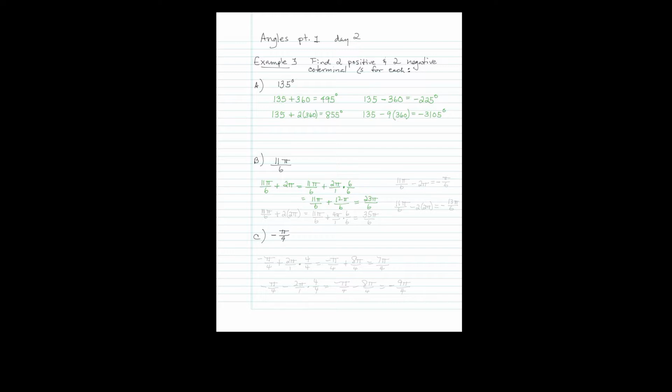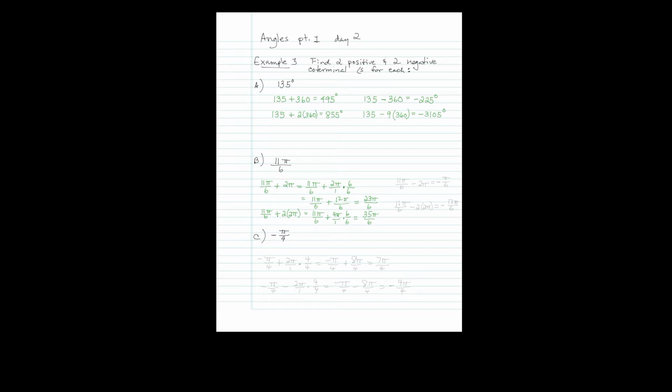And then a second positive angle would be if I went 2 rotations. And remember, with radians, 1 complete rotation is 2 pi. So I'm going to get 11 pi over 6 plus 4 pi. I'm going to write that over 1, and I've got to convert that to sixths. 4 times 6 is 24 pi, and then I'm adding that to 11 pi, and I get 35 pi over 6.